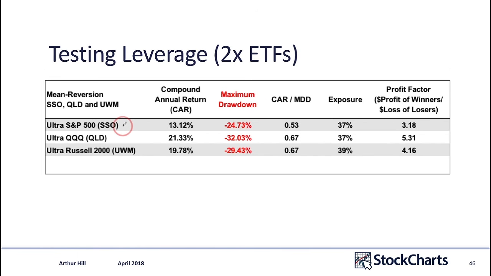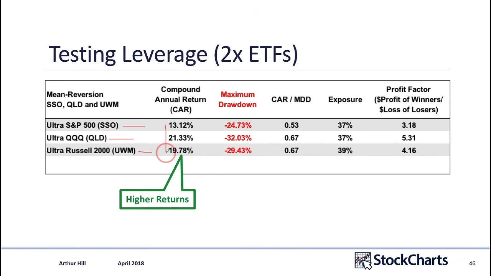So the 3 ETFs: the Ultra S&P 500 SSO, the Ultra QQQ QLD, and in place of the S&P Small Cap 600 iShares, I'm using the Ultra Russell 2000 ETF because the small cap ETF that's leveraged for the S&P 600 is thinly traded, so that's why I chose UWM. The mid-cap leveraged ETF is too thinly traded, and so I opted not to use it and just use a 3 ETF portfolio.